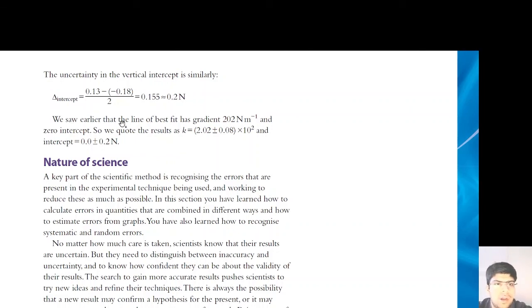We saw earlier that the line of best fit has a gradient of 202 newtons per meter and zero intercept. So we quote the result as k equals (2.02 plus or minus 0.08) times 10 to the power 2 newtons per meter, and intercept 0.0 plus or minus 0.2 newton.